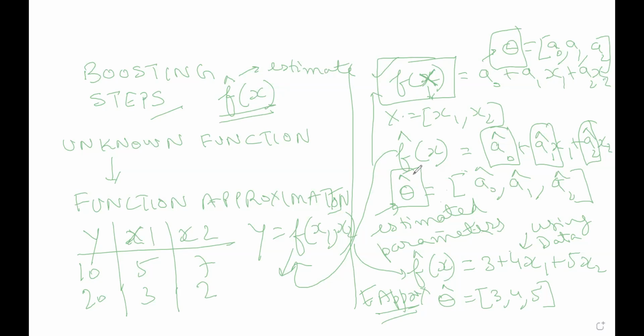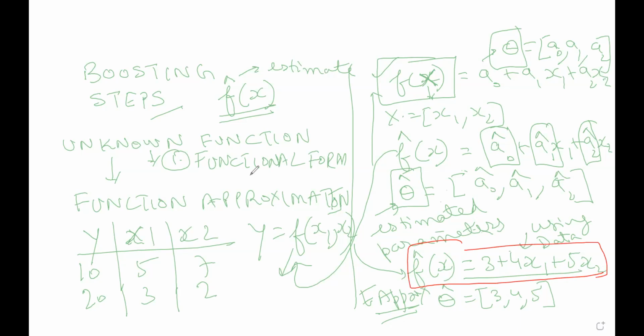So two keywords to be remembered. With an unknown function, if I want to estimate it, first of all I need to specify the functional form. That means, is the functional form linear? In the example I am giving you, this functional form is linear. And then the unknown function has to be estimated using some estimation procedure.